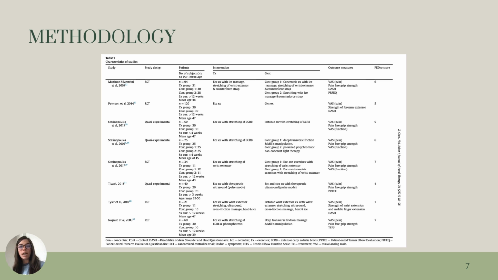And then you can see the outcome measures. And these are how they measured treatment versus control. So all did the VAS pain scale. You can see there's DASH, pain-free grip strength in some of them. And then the last column is how they measured, how they, being the article that we are reading, how they did that.